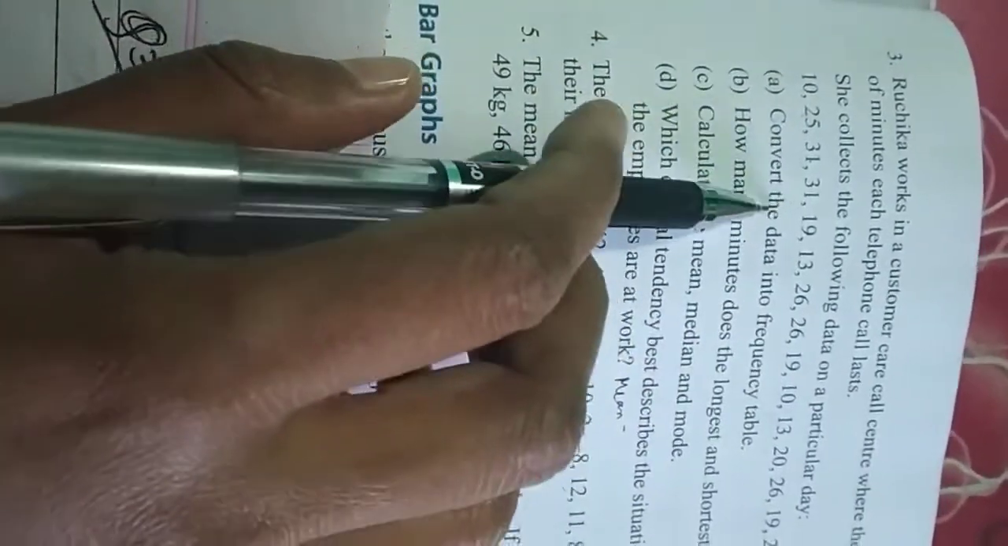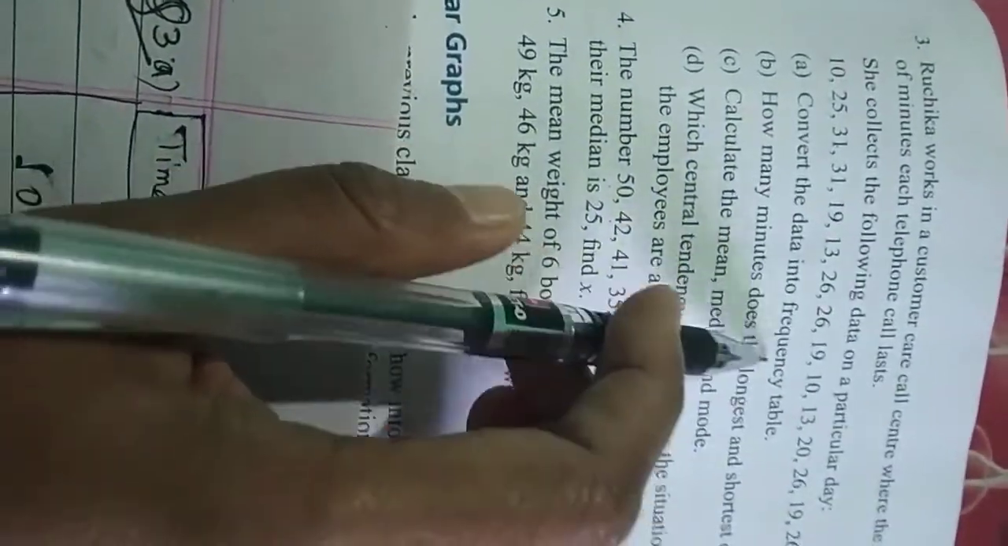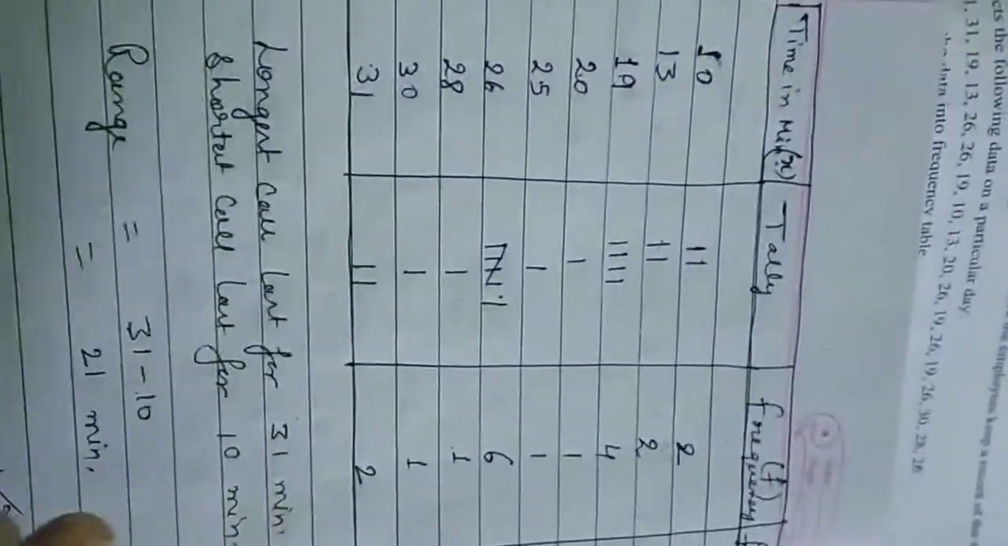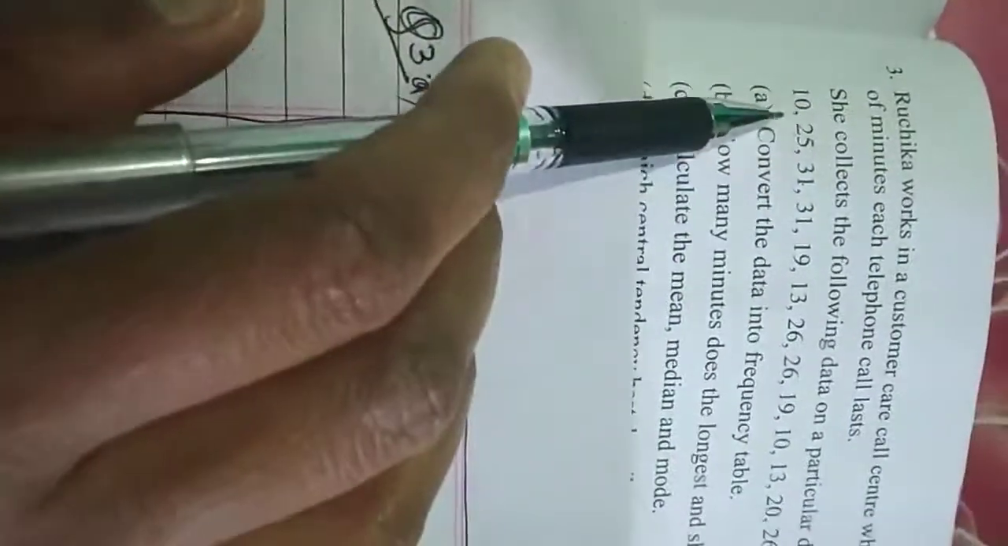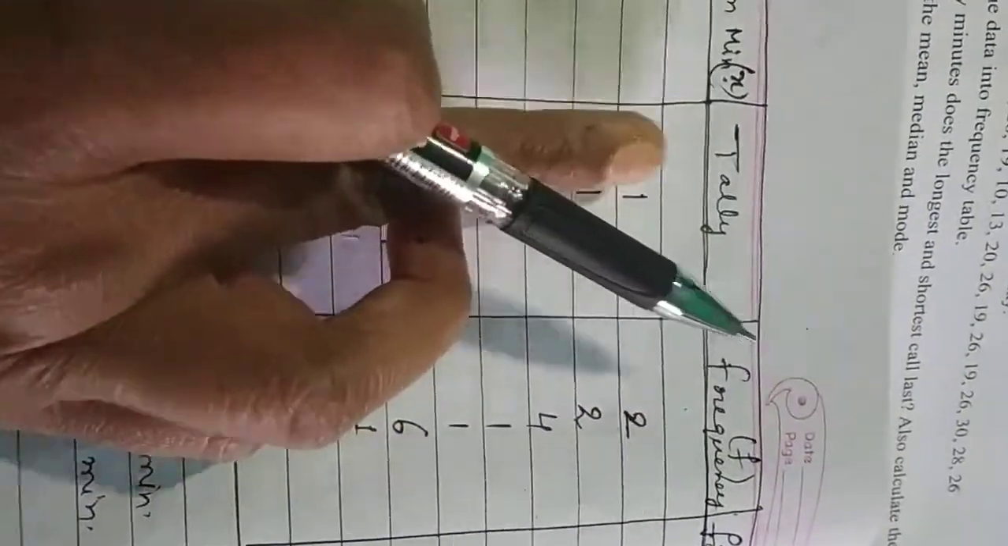Here we are going to learn how to make the frequency distribution table. Okay, so the frequency distribution table is very simple. You can see, first question number 3, A. First we will write time in minutes, which is given. All these are different times, in minutes. And after that we will make tally marks, and after that we will make the frequency distribution table. You can make frequency also here, tally also here, no matter.